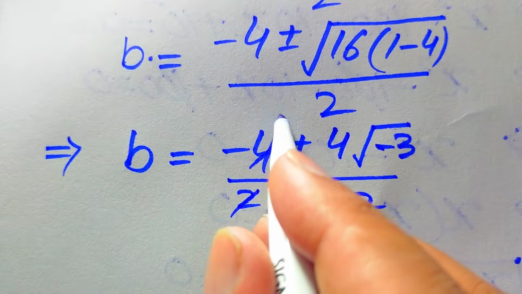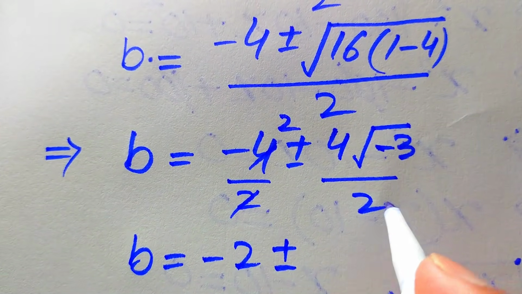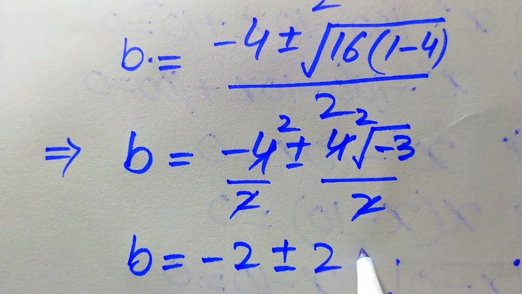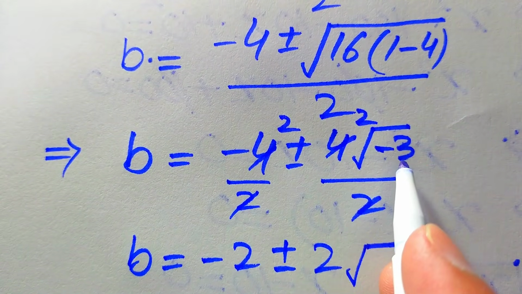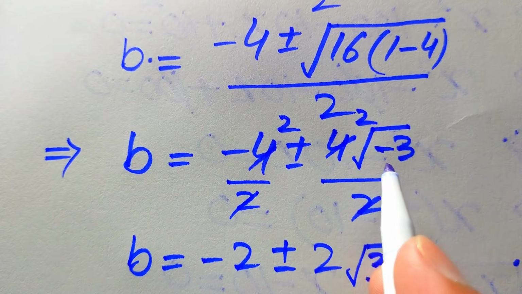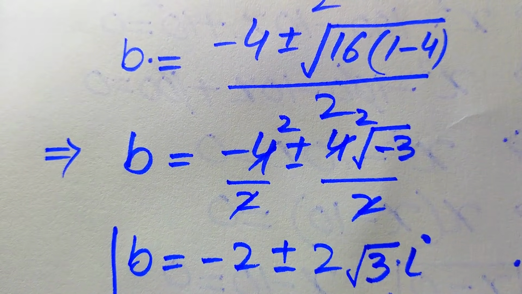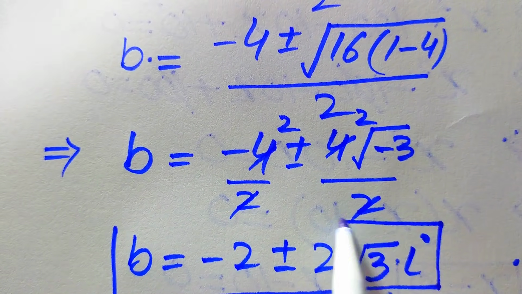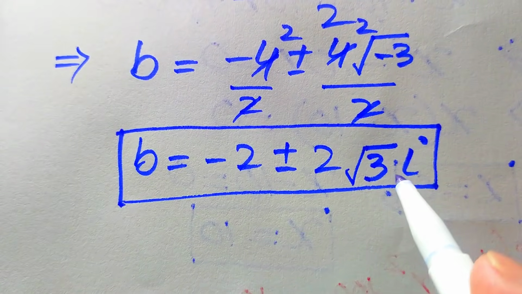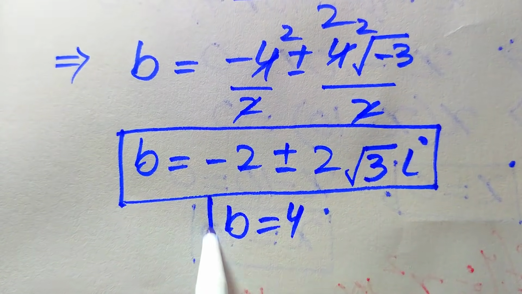So 2 times 2 becomes 4, and we get b equals minus 2 plus minus, this is also 2 times 2 becomes 4, and we get 2 times the square root of minus 3. We know that the square root of minus 1 becomes iota. So these are the other two complex roots of the given equation, and finally we have three roots, in which two roots are complex, and b equals 4 is the real root.